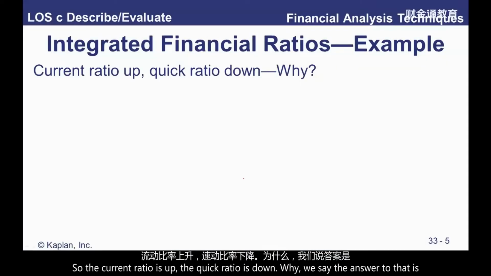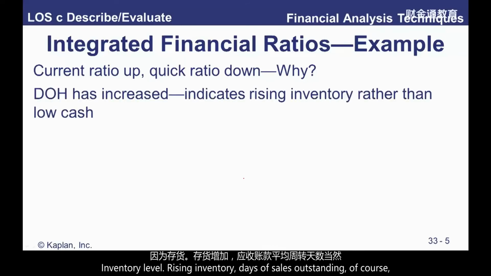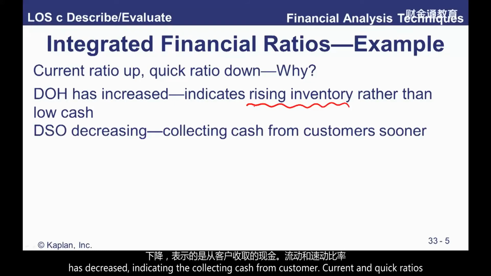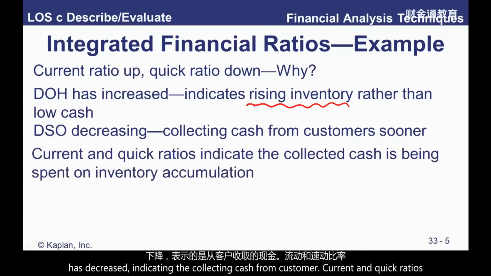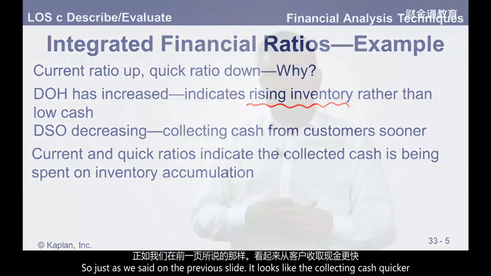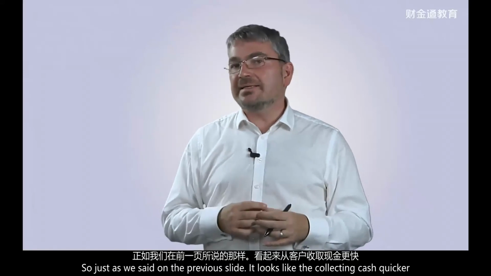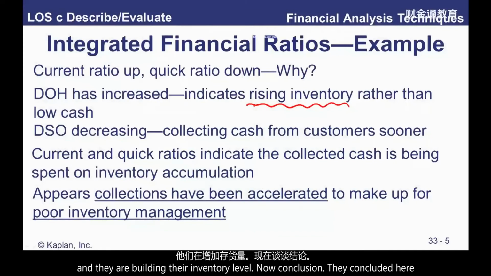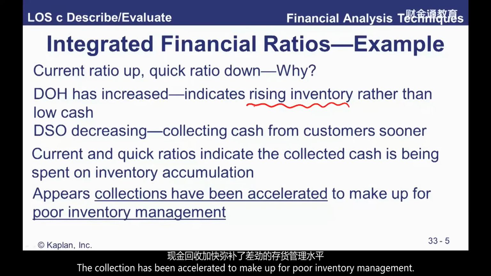Well, let's have a look. So the current ratio is up, the quick ratio is down. Why? Well, we said the answer to that was inventory levels. So yeah, rising inventory. Days of sales outstanding, of course, has decreased, indicating we're collecting cash from customers. Current and quick ratios indicate the collected cash is being spent on inventory accumulation. So just as we said on the previous slide, it looks like they're collecting cash quicker and building up their inventory levels. Now conclusion, they've concluded here that collections have been accelerated to make up for poor inventory management.